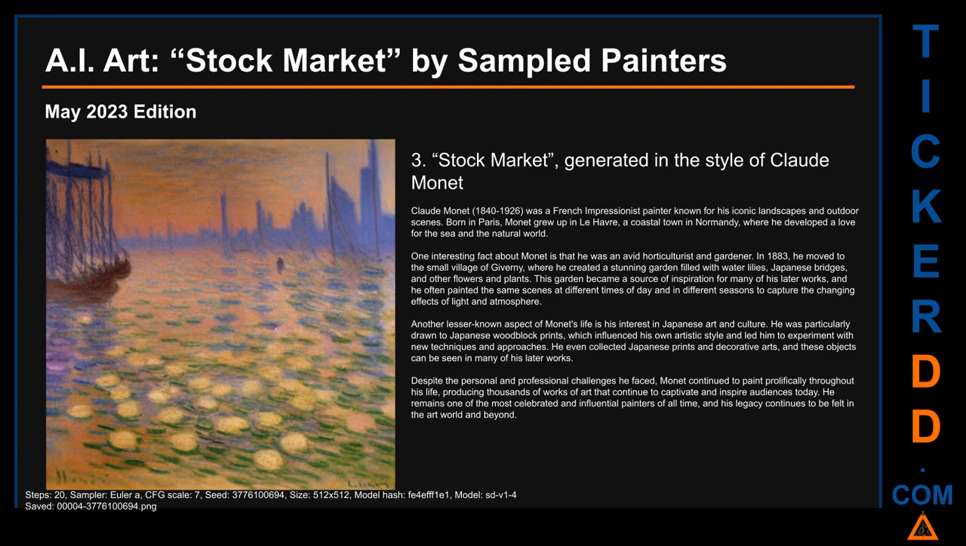Another lesser-known aspect of Monet's life is his interest in Japanese art and culture. He was particularly drawn to Japanese woodblock prints, which influenced his own artistic style and led him to experiment with new techniques and approaches. He even collected Japanese prints and decorative arts, and these objects can be seen in many of his later works.